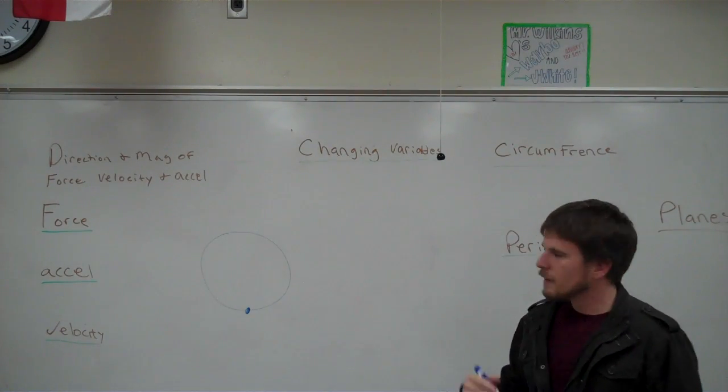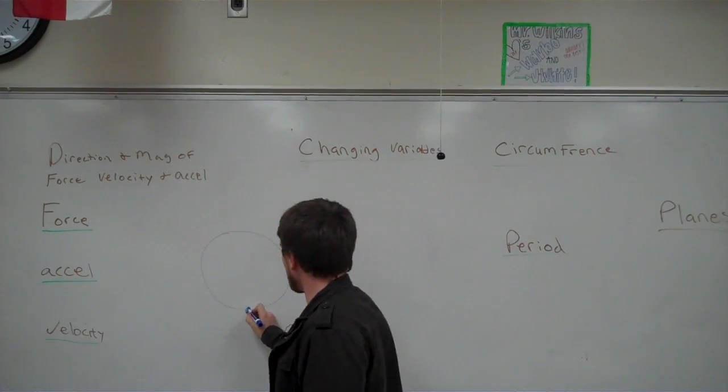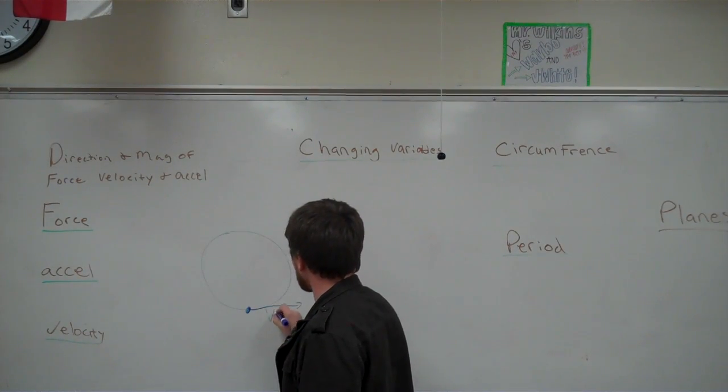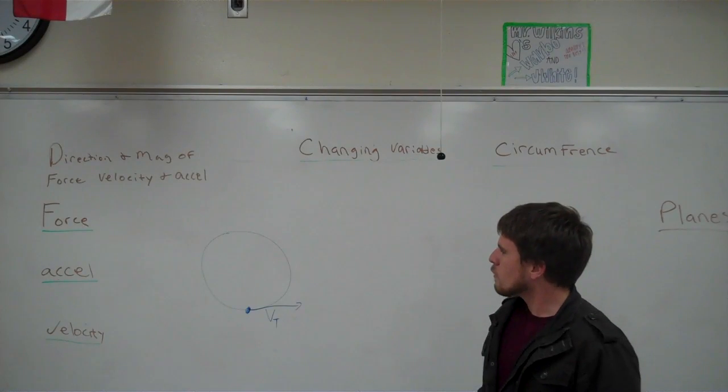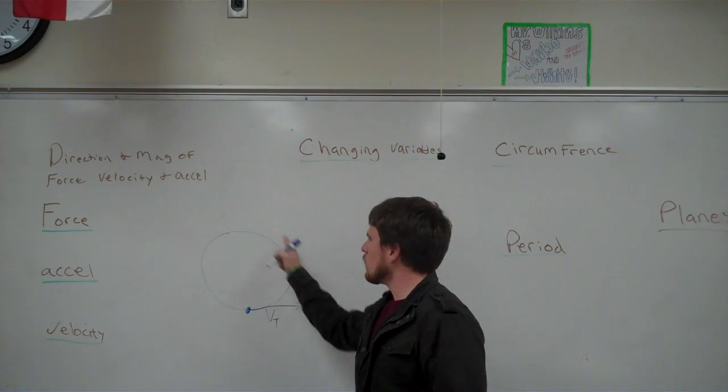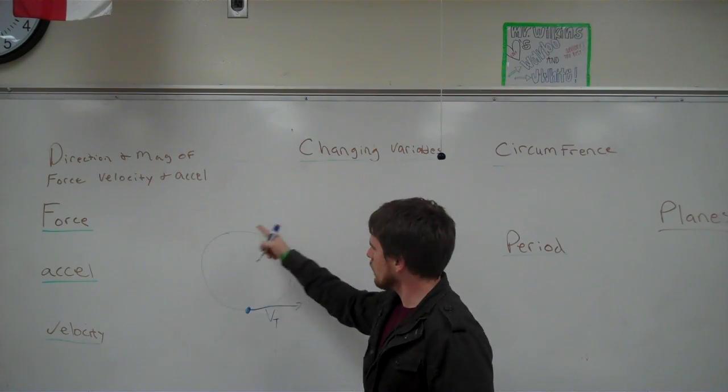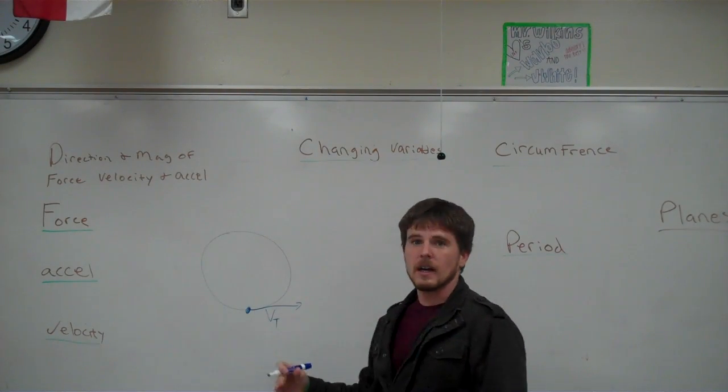the direction of the velocity will go out this way. So the velocity vector should go this way, and it's the tangential velocity. If we have something spinning in a circle, the velocity is always tangent to the circle. So it's always going to go off in a line.